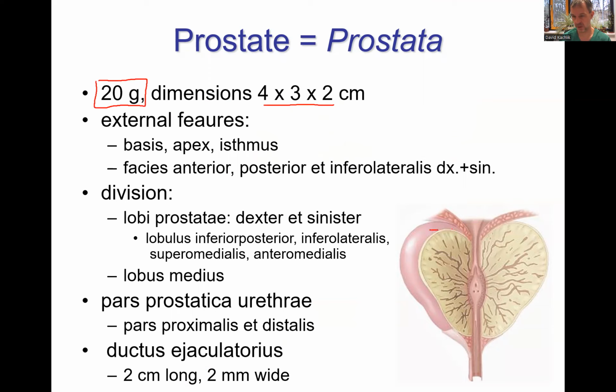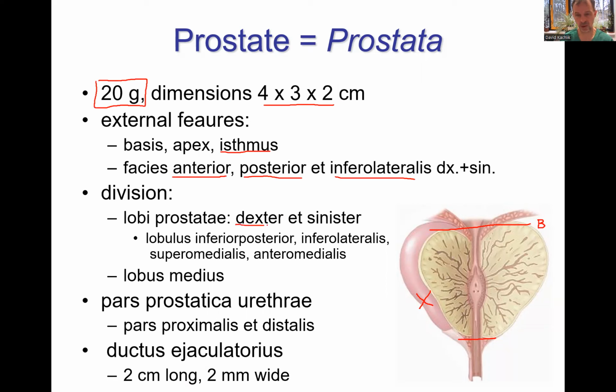It has got a base similar to the heart. The base is cranially and the apex is caudally. The isthmus is visible only on section, I will show you later, and we can distinguish three surfaces: the anterior surface towards the symphysis, the posterior surface towards the rectum, and the inferolateral surface. That's the surface you can see here, and it's adjacent to the pelvic floor muscles, to the levator ani muscle.